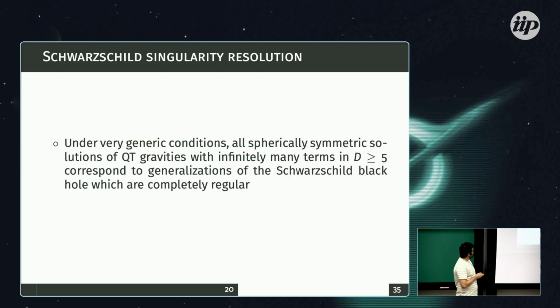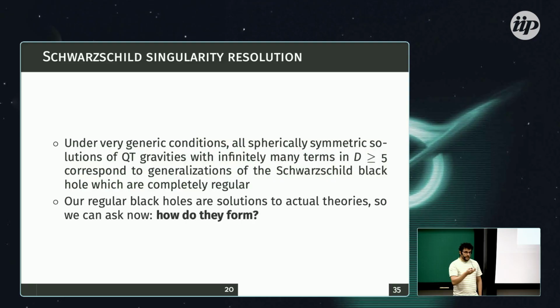Okay, so we have a framework in which, under rather generic conditions, all the spherically symmetric solutions of this theory of Einstein gravity coupled to infinitely many terms of corrections with arbitrary couplings generalize the Schwarzschild black hole, but they are regular. Okay, so they are regular solutions.